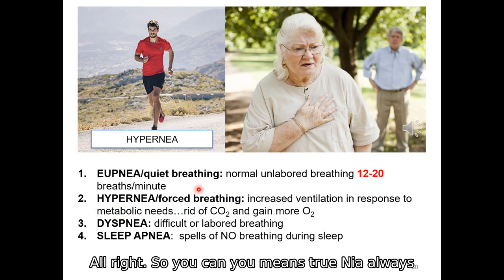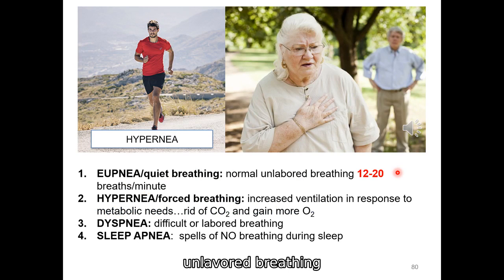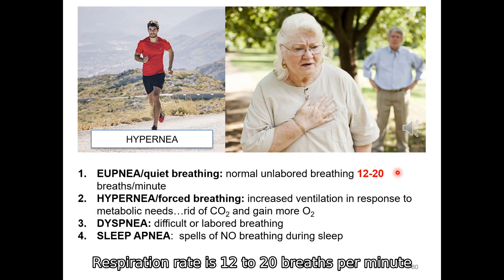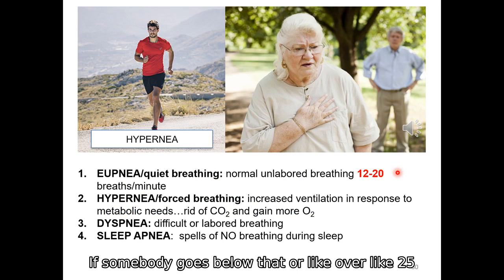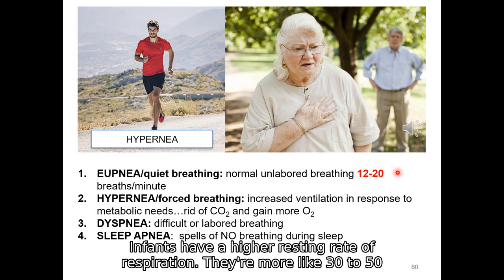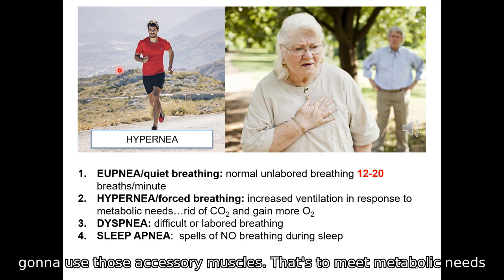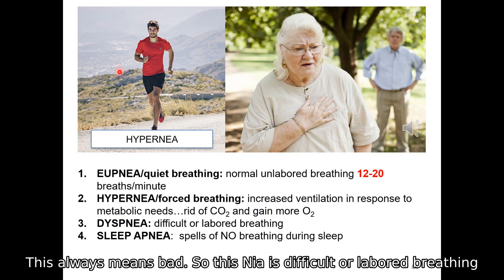All right, so eupnea, eu means true, pnea always means breath. So when someone is just doing quiet, unlabored breathing, respiration rate is 12 to 20 breaths per minute. If somebody goes below that or over 25, then somebody probably has a problem. Infants have a higher resting rate of respiration. They're more like 30 to 50. Hyperpnea, that's when we're going to have our forced breathing. We're going to use those accessory muscles. That's to meet metabolic needs.